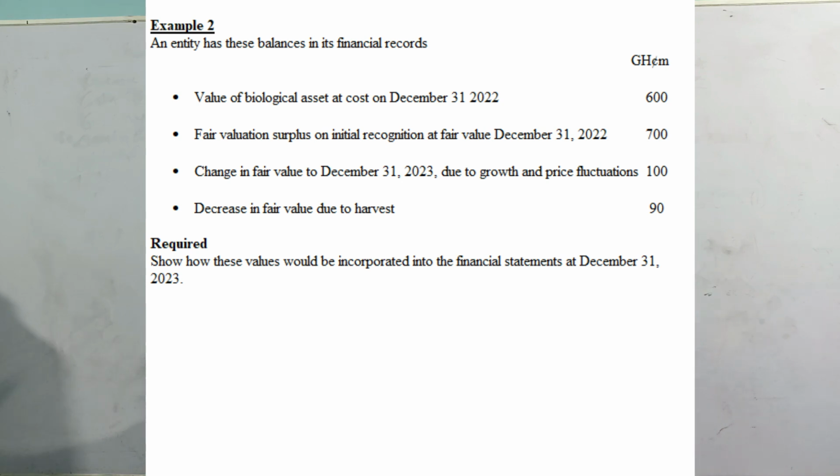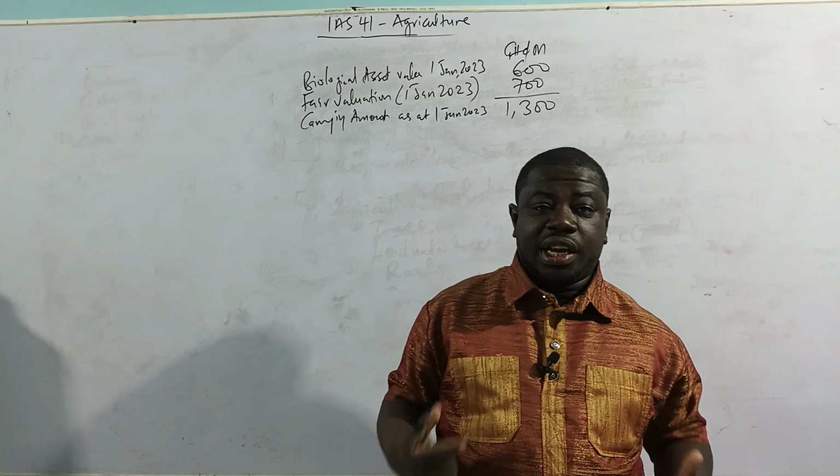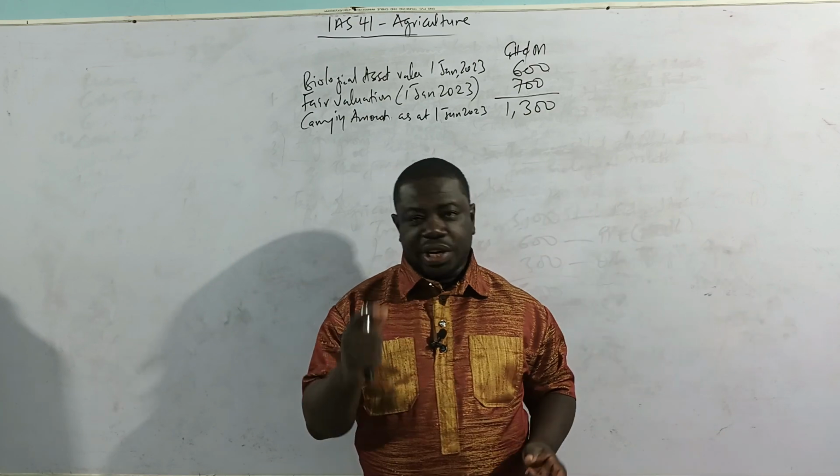So the growth there gives us a signal that there was an increase of the revaluation by 100. And then we are also told there was a decrease in fair value due to harvest by 90. A decrease means it's a reduction. So sometimes they may not even put it in brackets, but the terms that are used should give you a clue as to whether there is an increase or a decrease.